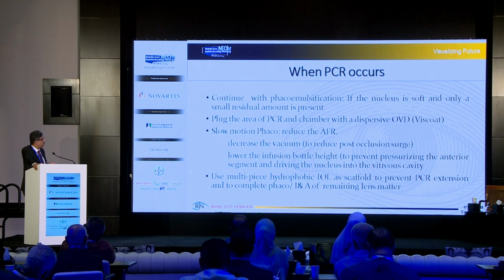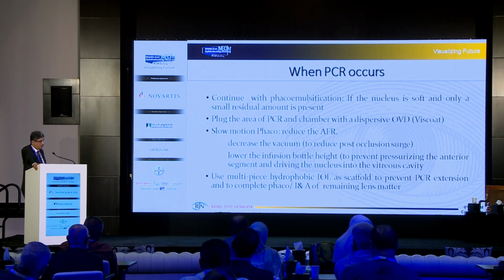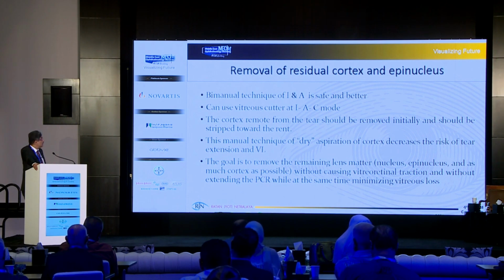Use slow motion phaco, reduce the aspiration flow rate, decrease the vacuum, and lower the infusion bottle height to prevent pressurizing the anterior chamber, hydration of the vitreous, and driving the nucleus into the vitreous cavity. Use a multi-piece hydrophobic acrylic IOL as a scaffold to prevent PCR extension and to complete phacoemulsification and the removal of the cortex. For removal of residual cortex and epinucleus, it is better to use a bimanual technique.